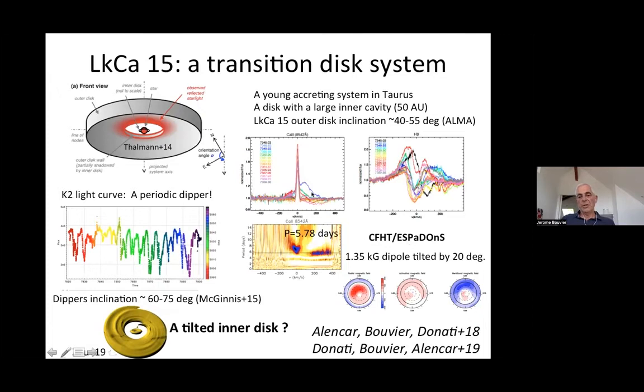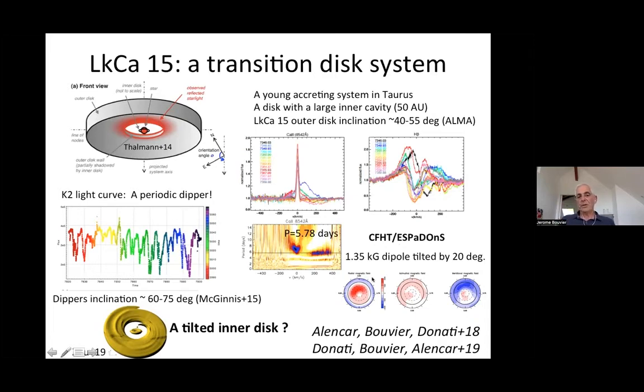And here we have the monitoring from CFHT ESPaDOnS. You see here, for instance, one of the calcium-II triplet lines. You see the strong variability on the right side of the line. And when you do a periodogram analysis, you find a period of 5.8 days, which is the rotational period of the star. This, as well as the redshifted absorption in the H-beta profile, are the signature of rotating funnel flows.